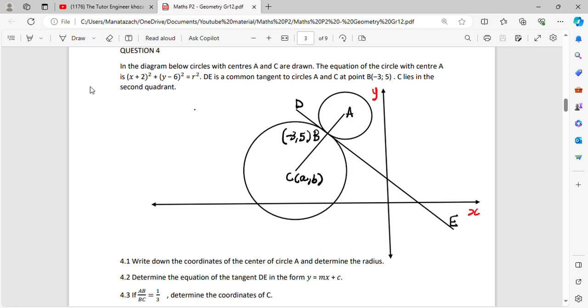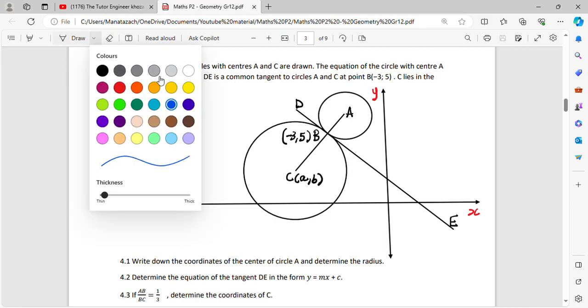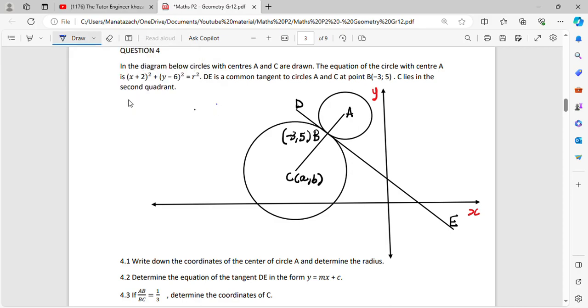Okay, let's jump right onto it. For the first question, write 4.1 here. So the coordinates for A, you'll find them from the formula for circle A. You're just going to flip the sign of the -2 around. You're going to have -2, and then the y coordinate is going to be 6.